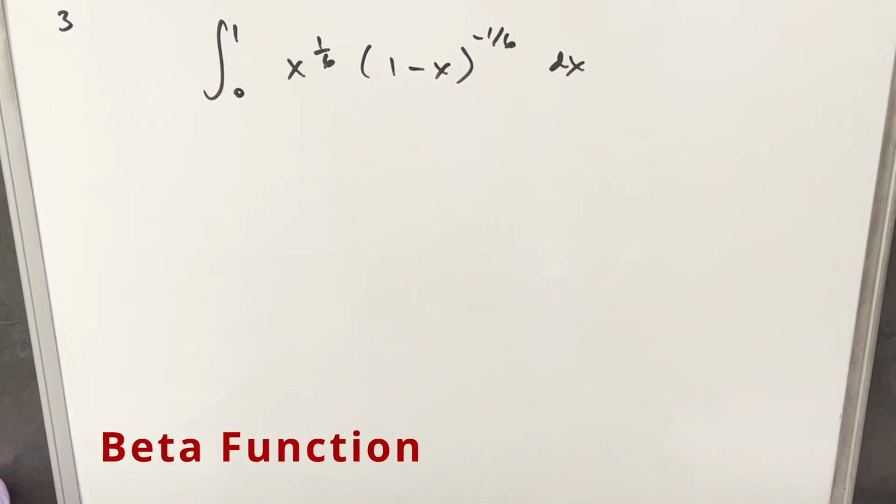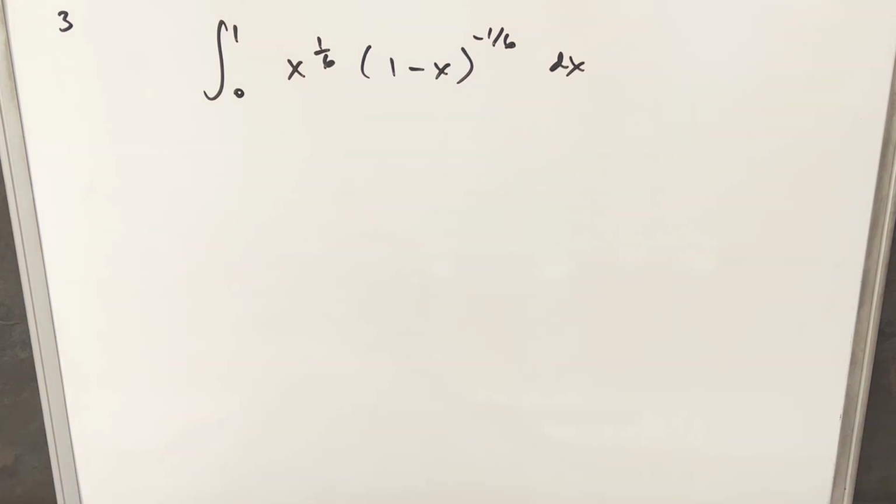Hey, we have here today a homemade integral. I'm going to try to solve this using the beta function. We have the integral from 0 to 1 of x to the 1/6 times (1 minus x) to the minus 1/6 dx. Okay, like I said, we're looking to solve this using the beta function, so let's just go over that formula right now.